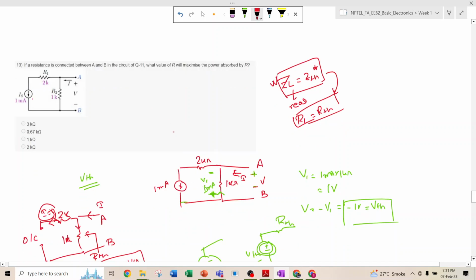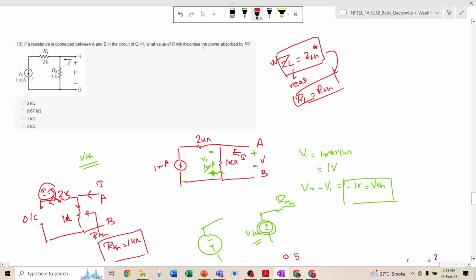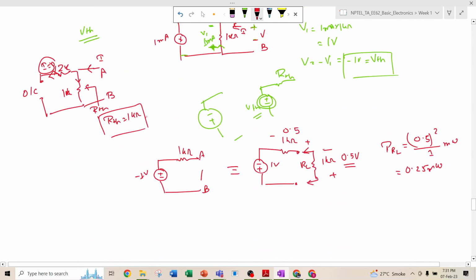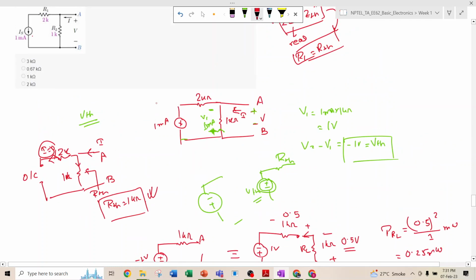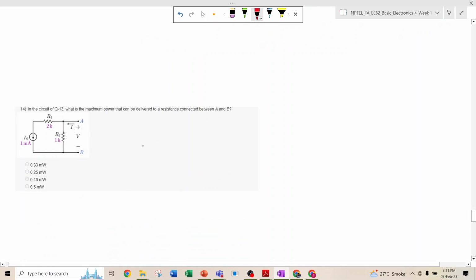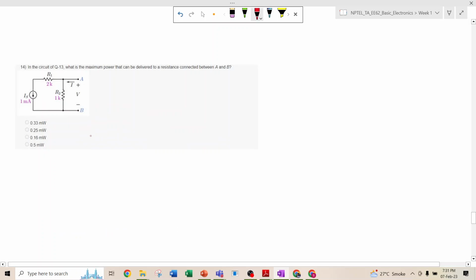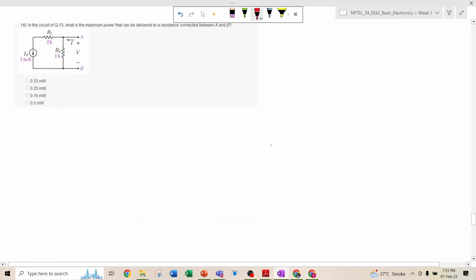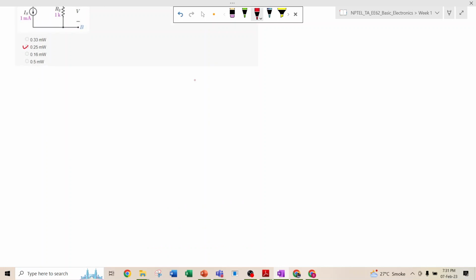Here it is asking what value of R will maximize the absorbed power. We have already calculated that if R equals RTH, 1 kilo ohm, then that will maximize the power. So it will be 1 kilo ohm. And the next question asks what is the maximum power that can be delivered to the resistor. We have already calculated that it will be 0.25 milliwatt.